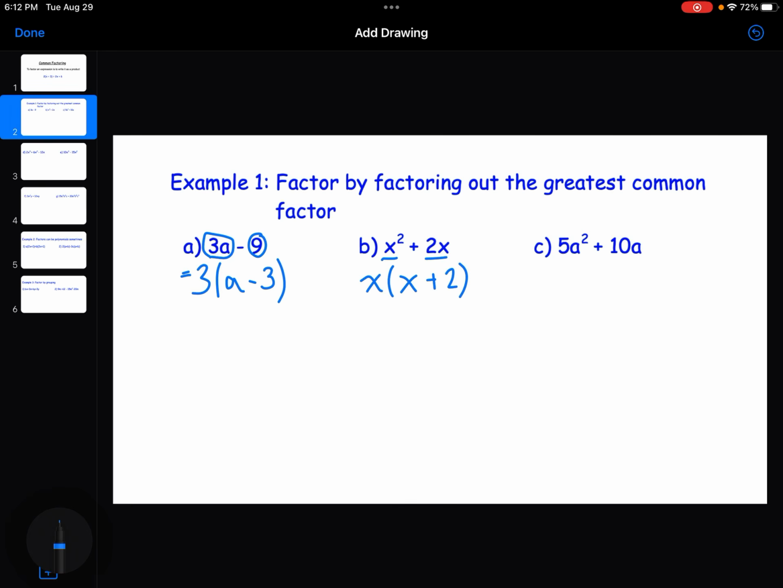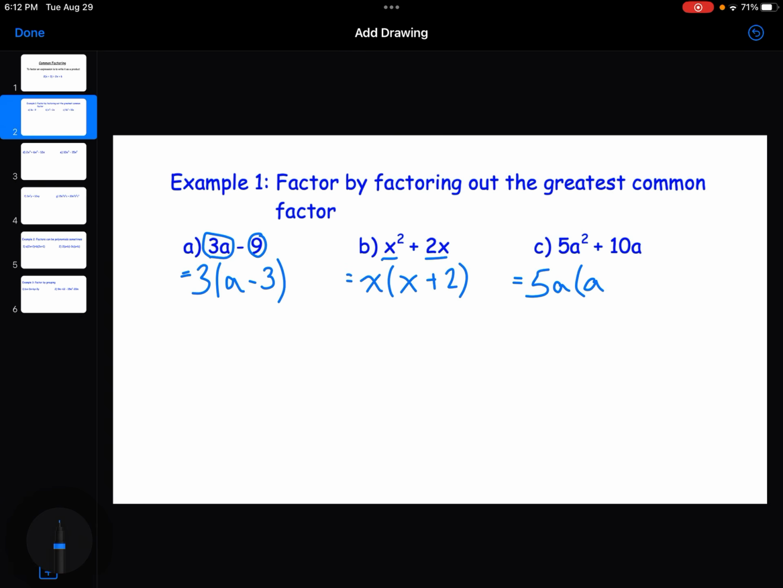I could have something that has both a variable and a coefficient. I'm going to deal with the coefficients first and then the variables. I've got 5 and 10. I know they can both divide by 5. I've got a squared and a, which is to the power of 1. So I know I can only take out 1a. So now when I go through this, 5a squared, divided by 5a. Well, 5 divided by 5 is 1, so I don't need to put anything there. a squared divided by a is going to give me 1a.